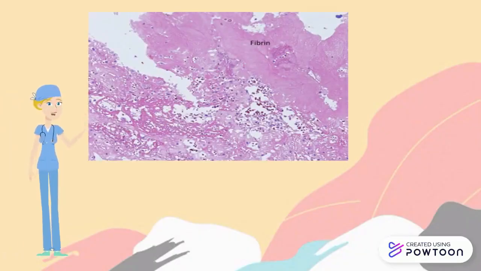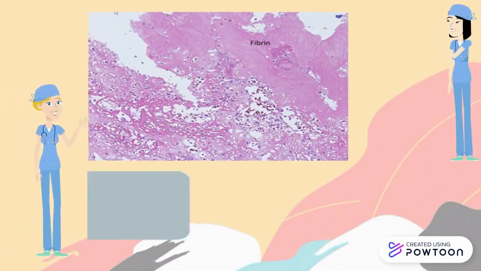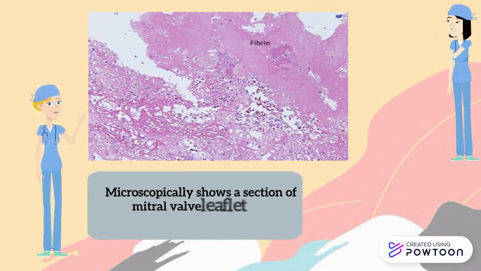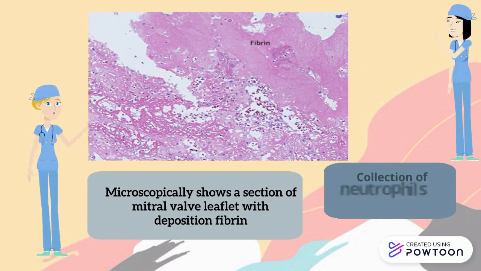As you can see, microscopically it shows a section of mitral valve leaflet with deposition of fibrin, and there is a small collection of neutrophils and monocytes.